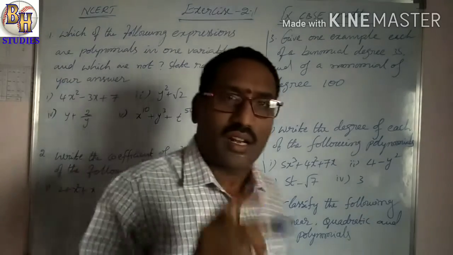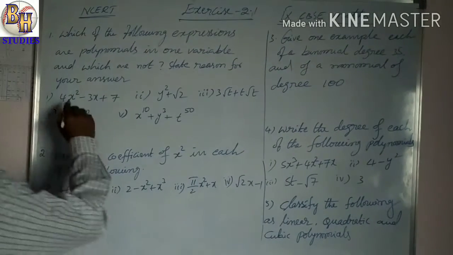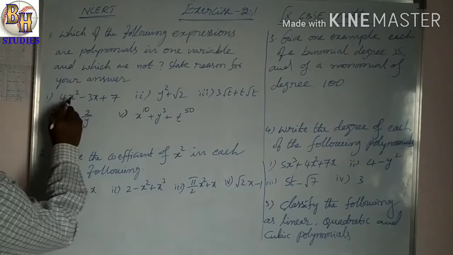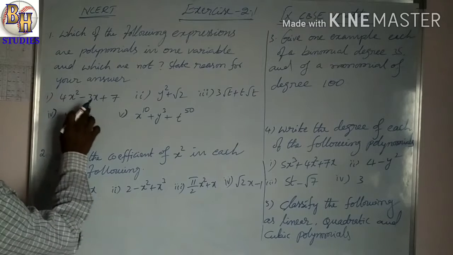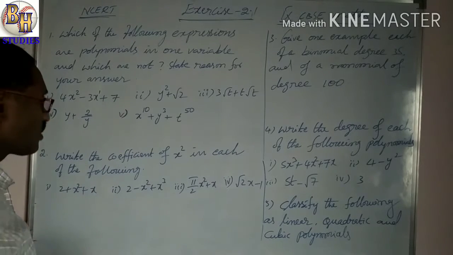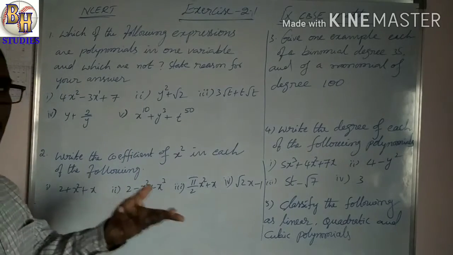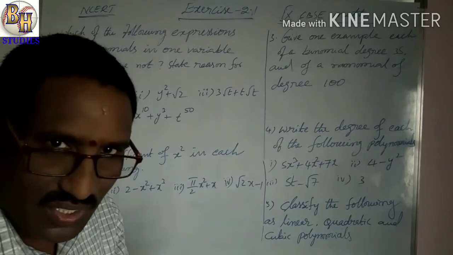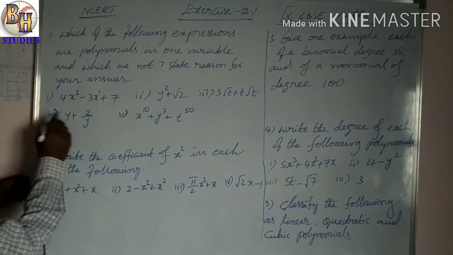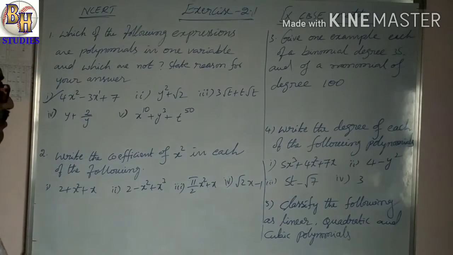Is it polynomial or not? Yes, it is a polynomial. Why? Because the power of the variable, what is the x power? 2. 2 is a whole number. Here x power nothing is there means 1, that is also a whole number. Constant degree, already told, what is the degree of a constant? 0. Yes, therefore it is a polynomial.